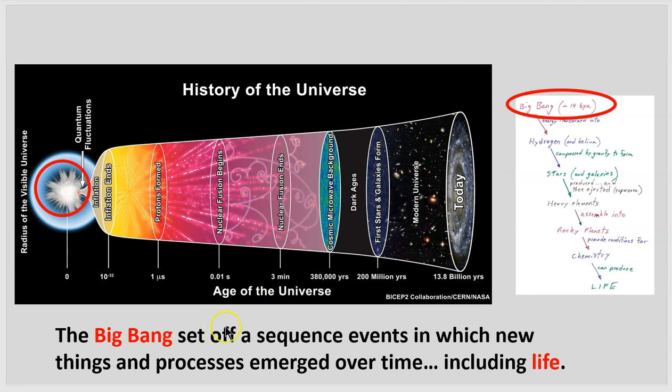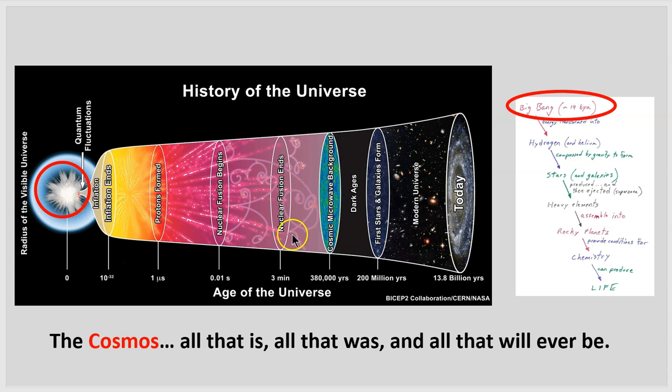So the Big Bang set off a sequence of events in which new things and processes emerged over time, including life. So we're going to be looking at the origin of simple elements like hydrogen and helium, and the origin of the first stars and galaxies, and then heavier elements, and then planets, chemistry, and life. We could also say that this diagram here on the left represents the cosmos, all that is, all that was, and all that will ever be.